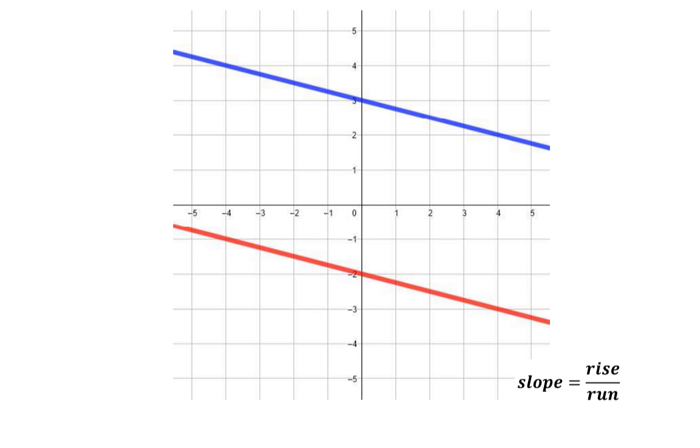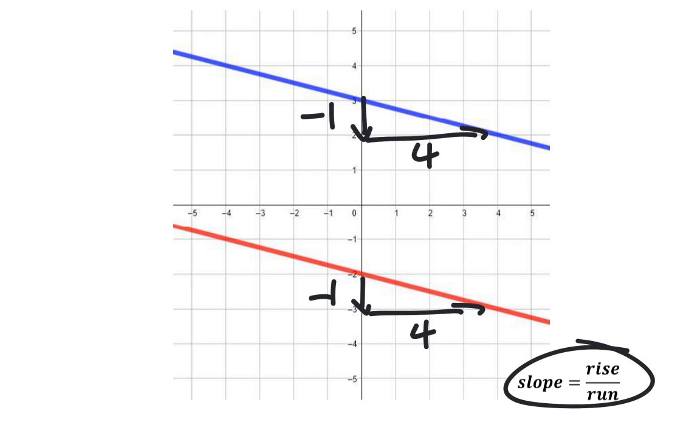As you can see, we have another pair of parallel lines. The blue line has a y-intercept of positive 3, while the red line has a y-intercept of negative 2. We can find the slope of the blue line by drawing a right triangle underneath it. The rise here would be negative 1, while the run here would be 4. We can do the exact same thing to find the slope of the red line. Since slope is equal to rise over run, therefore the slope of the blue line is negative 1 over 4. And the slope of the red line is also negative 1 over 4.